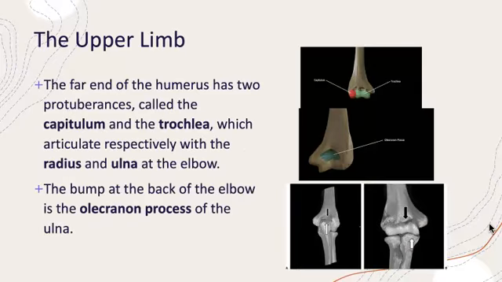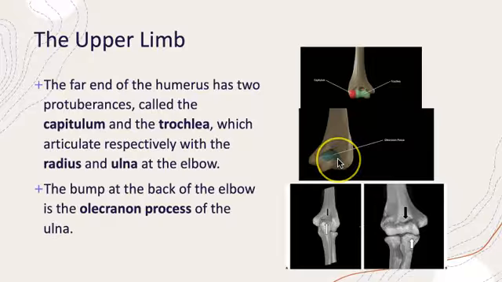The far end of our humerus is going to have two protuberances, which we call the capitulum and the trochlea. These are going to articulate with the radius and the ulna. So here we see the humerus just on its own, and down here we see the radius and the ulna attaching in order to make the elbow joint. So the head of the radius is going to rotate around the capitulum, and the ulna is going to rotate around the trochlea.